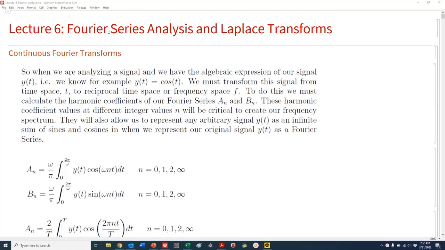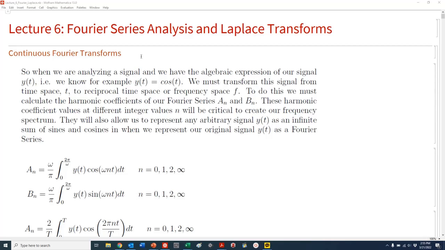So when do we do a continuous Fourier transform? Well, what is our goal? Our goal is to take a signal that varies in time, and we want to convert that to a frequency spectrum. So we want to work in reciprocal space. For time, reciprocal space is frequency space. So we want to take that time signal and see what frequencies exist in that signal.